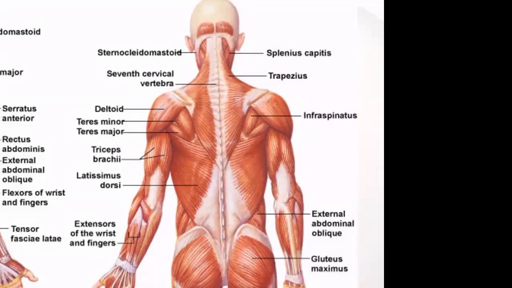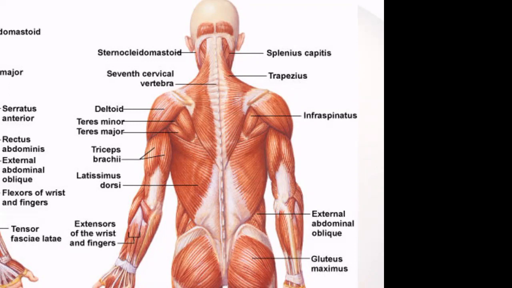Infraspinatus. And the teres. These are often referred to as the rotator cuff muscles. Actually, this is in one of the slides too, so we'll see that. It'll list those. It'll list the quadricep muscles as well, now I think of it. So we'll see those in a little bit.